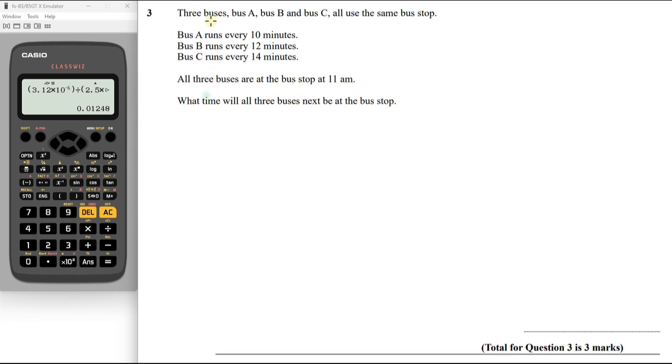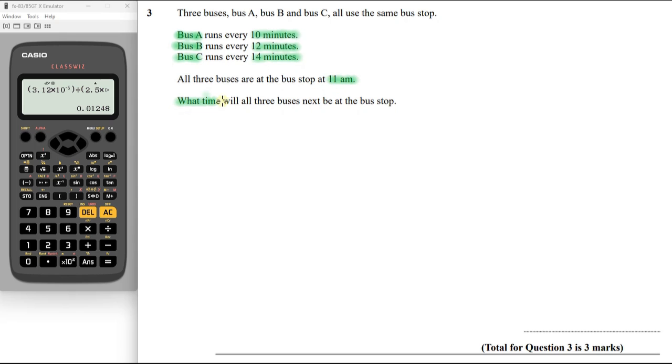Question 3. 3 buses, A, B and C, all use the same bus stop. Bus A runs every 10 minutes, bus B runs every 12 minutes, and bus C runs every 14 minutes. All 3 buses are at the bus stop at 11 a.m.